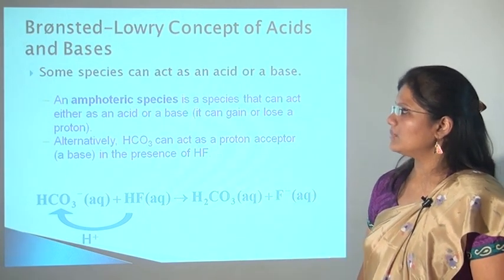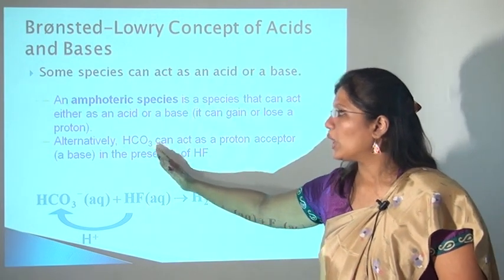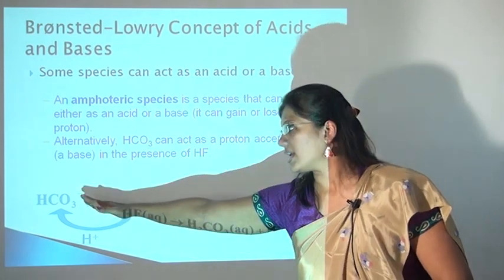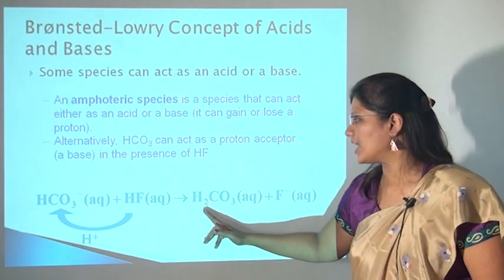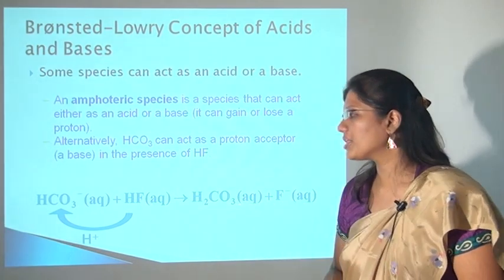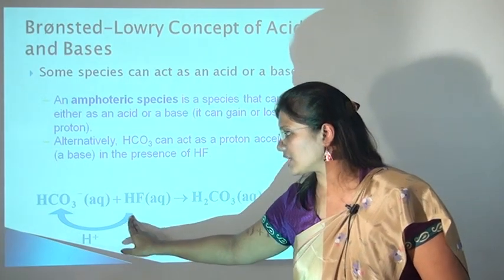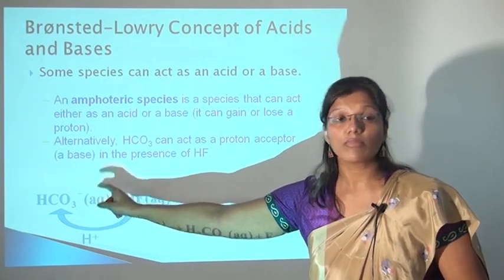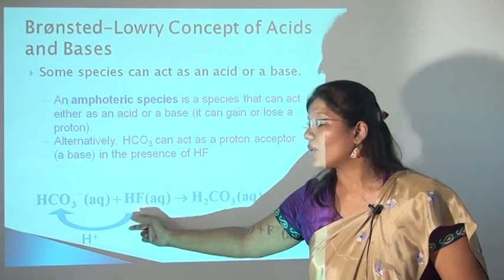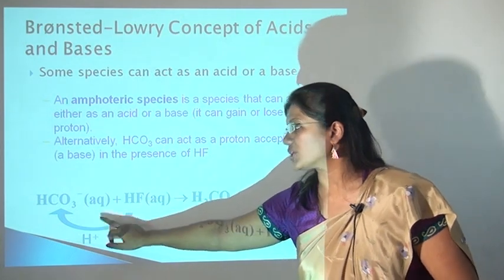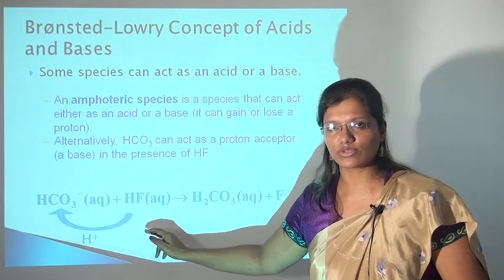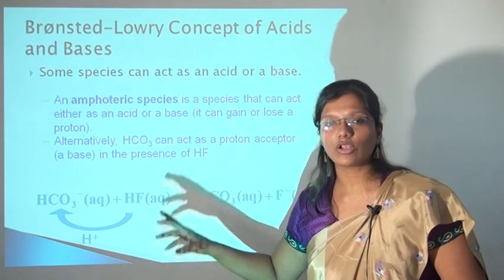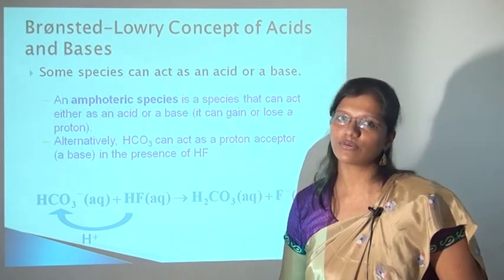Now here the same thing will be seen. When HCO3 minus is reacting with HF, hydrogen fluoride, HCO3 minus plus HF gives H2CO3 plus F minus. Here you can see that HF donates its proton to HCO3 minus, therefore here it behaves as a base because it accepts a proton, while in the above reaction it loses one hydrogen, or you can say it donates its proton, therefore it is known as Lowry-Bronsted acid. Here it behaves as Lowry-Bronsted base.